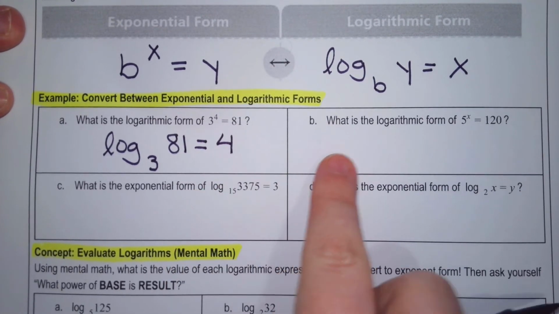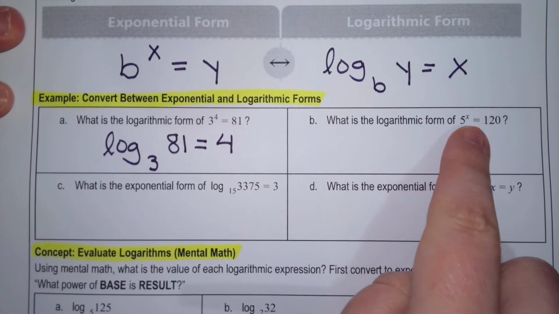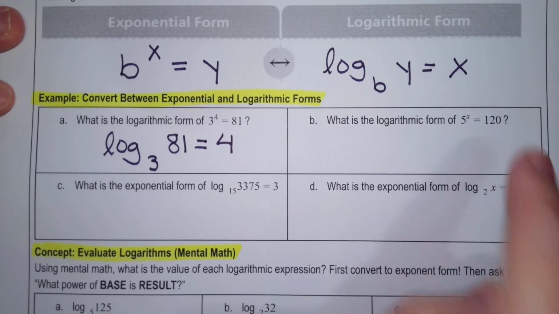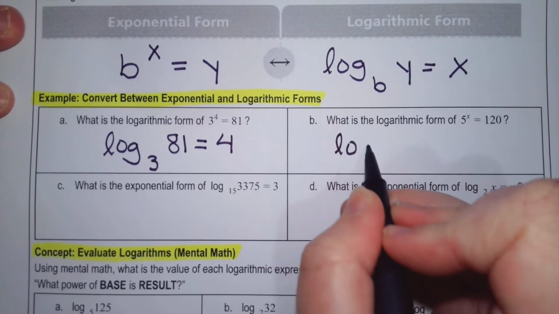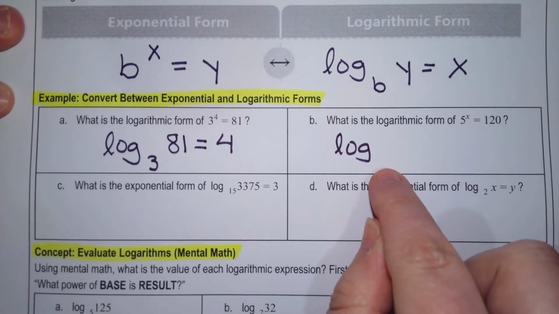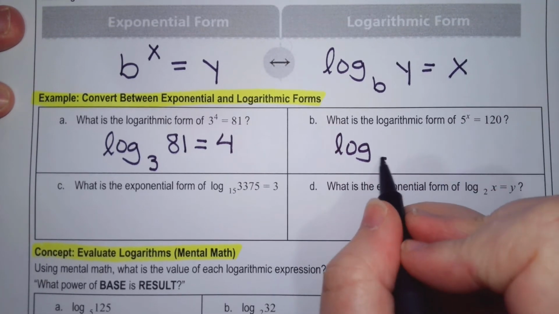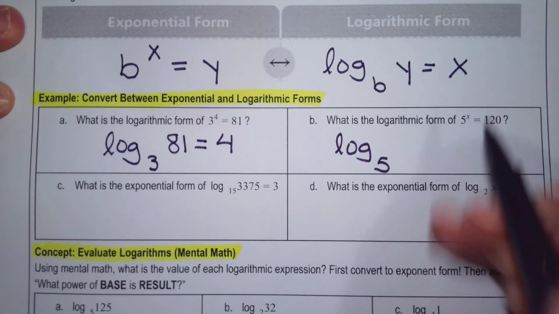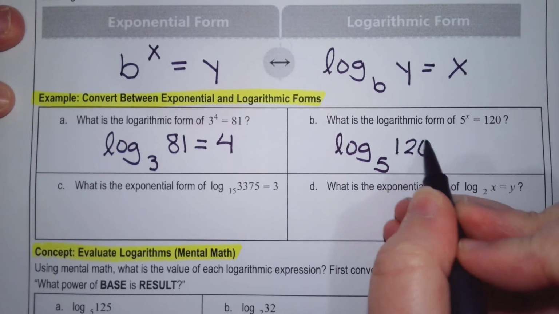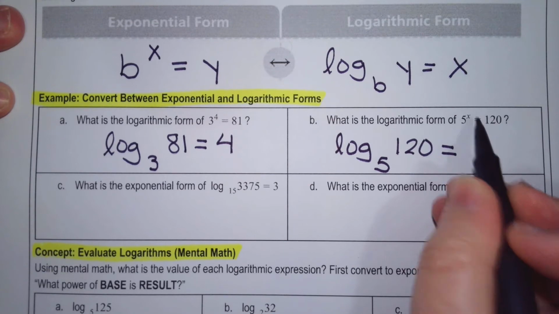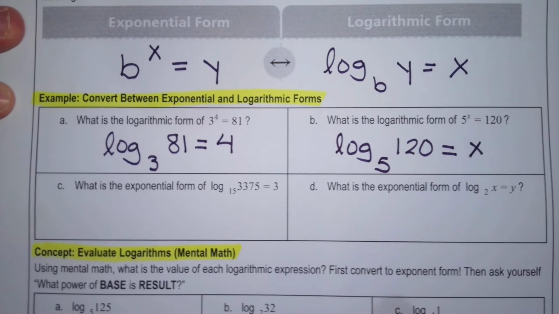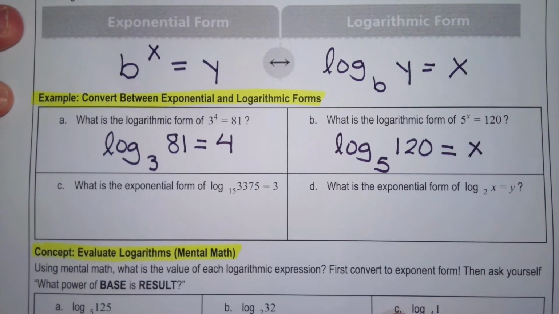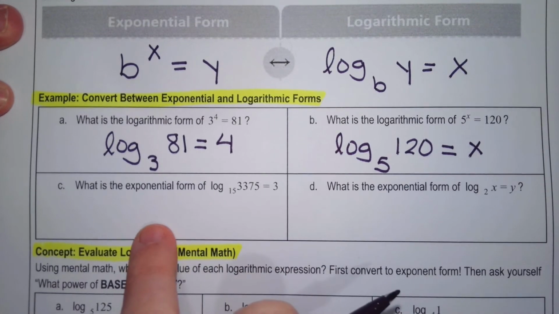Let's do another one. What is the logarithmic form of 5 to the x is equal to 120? Again, we start with log. Our base is 5. And then my "of" is what the result is, so 120. And we're equal to the exponent, which is x. So there we go.